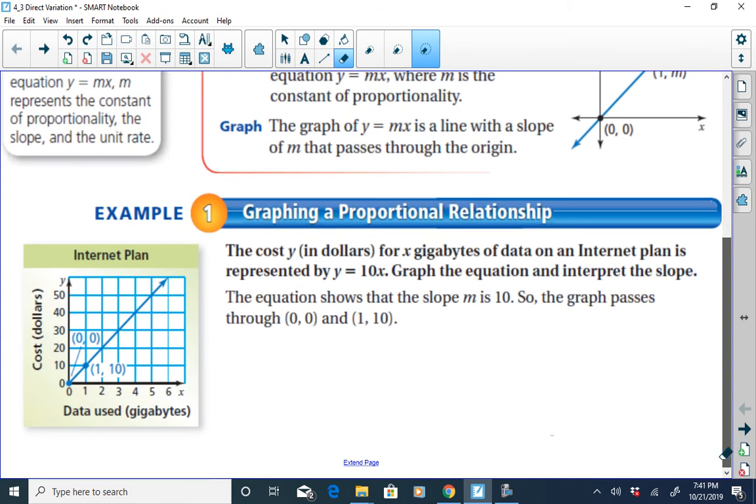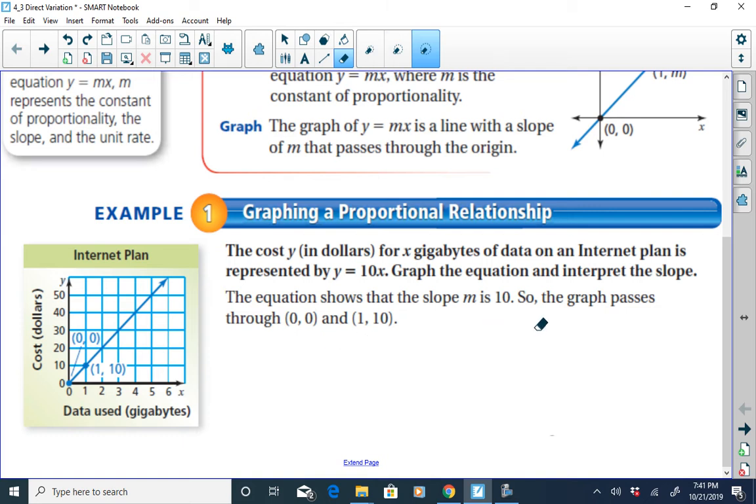All right, here's our first example. The cost y in dollars for x gigabytes of data on an internet plan is represented by the equation y is equal to 10 times x. Graph the equation and interpret the slope. The equation shows that the slope m is 10. So the graph passes through 0, 0 and 1, 10.